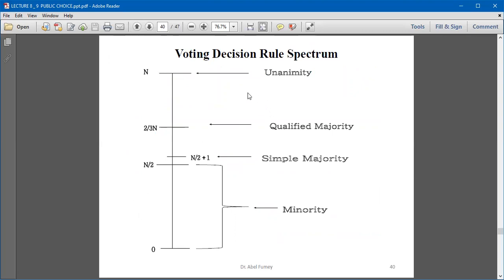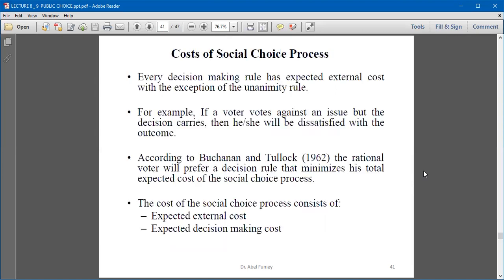Now, assuming n number of people are voting for the policies, for the unanimity rule, you need all the n people to come together into agreement. But for qualified majority, you need 2/3 of the voters. For simple majority, you just need 50% and then at least one vote. Then for the minority rule, anything lower than 50% should land you into the winning box. So this is the spectrum for the various voting rules.